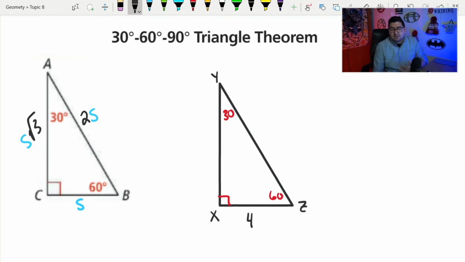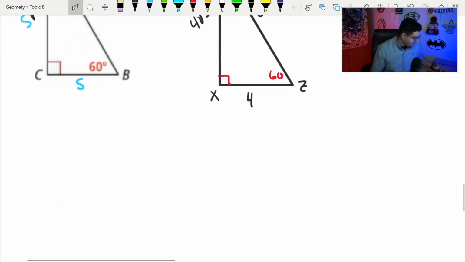Well, that's the nice thing about a 30, 60, 90 triangle: I don't necessarily need to know the other 2 to find any of them. As long as I know one of them, I can find what the other 2 are. So the short leg, if I know that one's 4, I know that the hypotenuse, my long side, is going to be 2 times 4, which in this case is 8. And I know that the longer leg is going to be 4 times the square root of 3. So I put 4 square root 3. And that's how I use the 30, 60, 90 triangle theorem to solve for the missing sides of a 30, 60, 90 triangle. So let's look at another example problem.